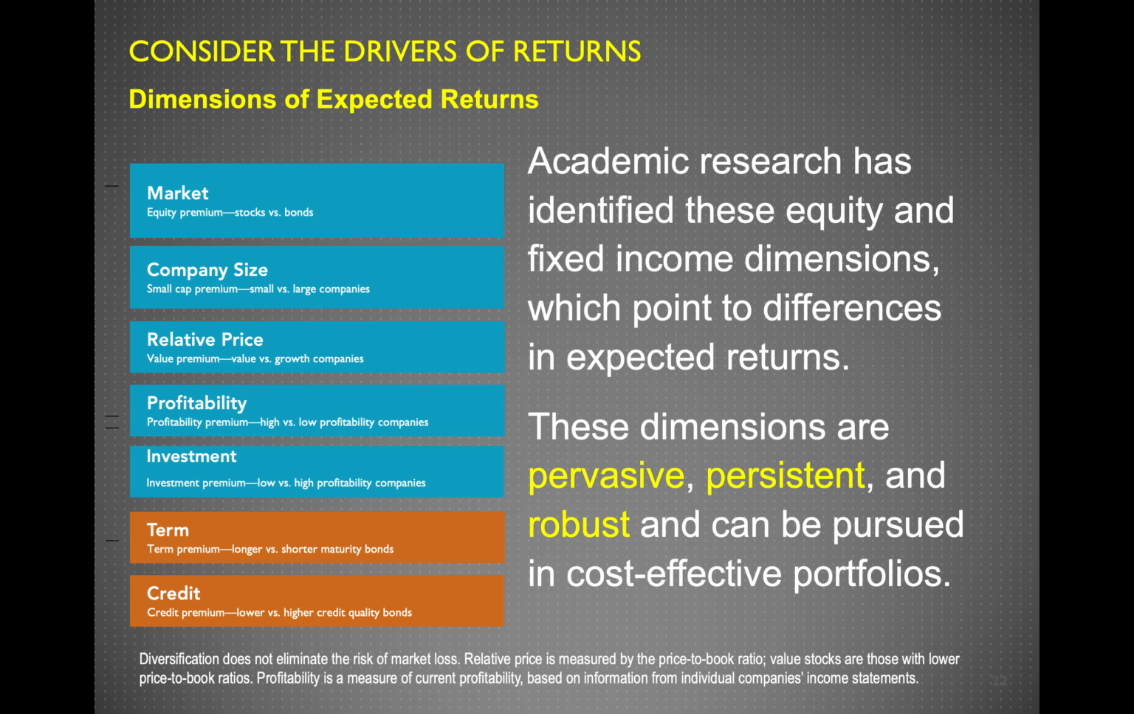Academic research has looked at these factors and found that they are pretty pervasive. They're pretty robust. Not all of them are as robust as some of the others that are listed here, but they're all pretty well accepted in the academic community.